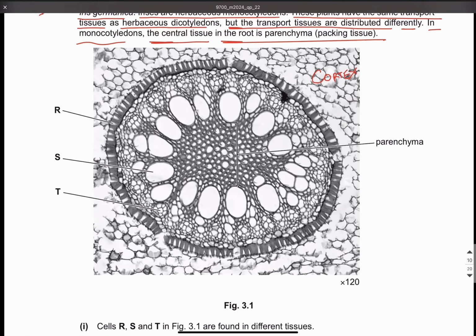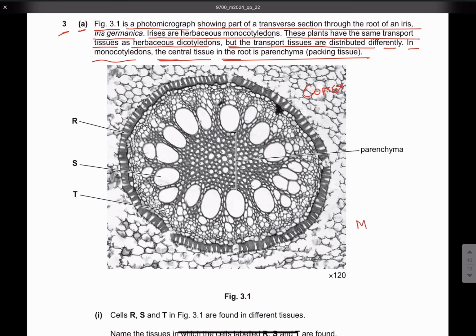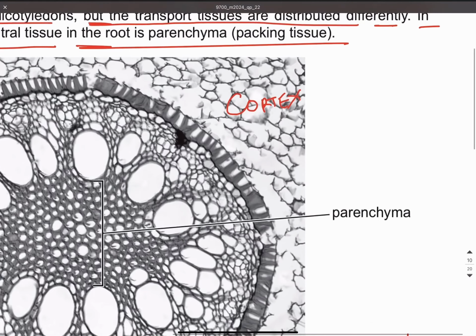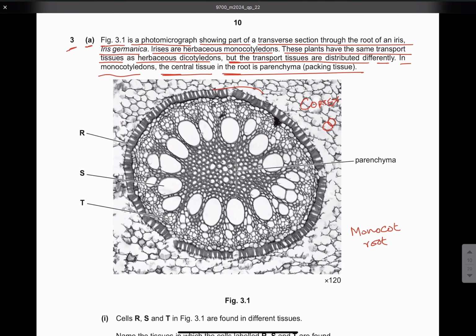So guys, over here we can see that this is the transverse section of the monocot root. This is not a dicot root, this is a monocot root, or we can say root of herbaceous monocotyledon, that is iris, right? So they're saying that the monocot root has the same transport tissues as the dicot root, but they're arranged in a different pattern. So these are the central tissues of the root, right? This is the cortex over here, right? These cells are cortical cells, and we can see central tissue over here. And you know that this central tissue is different from the central tissues in the root that you have studied.